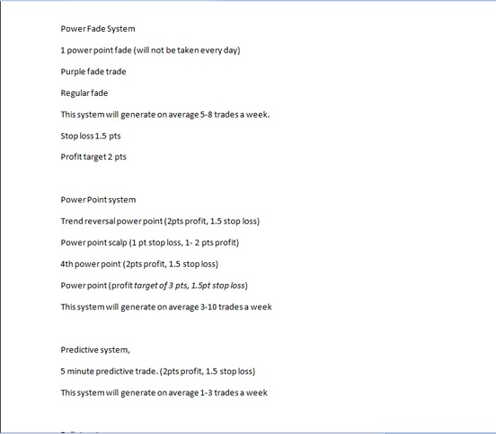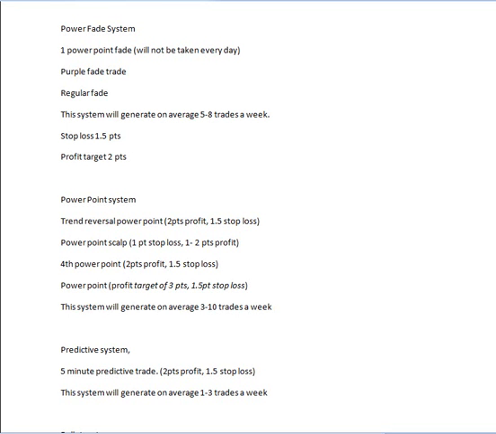Alright guys, let's have a look at all the systems that are available, and they'll all be starting on Monday. First off, we'll start with the power fade system. It has three different sorts of power fades in there, and there'll be a video showing you some chart examples, but I just want to go through all the different ones.